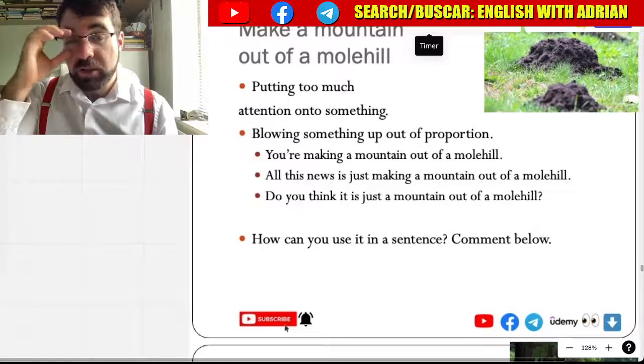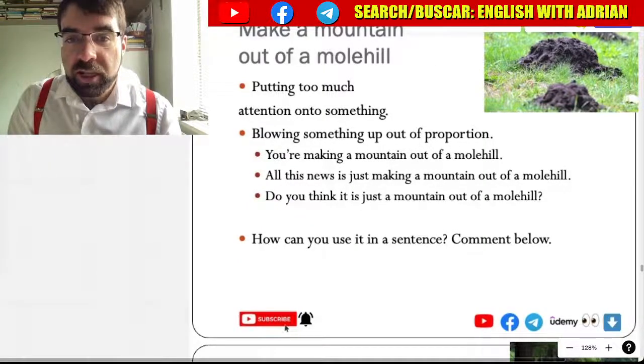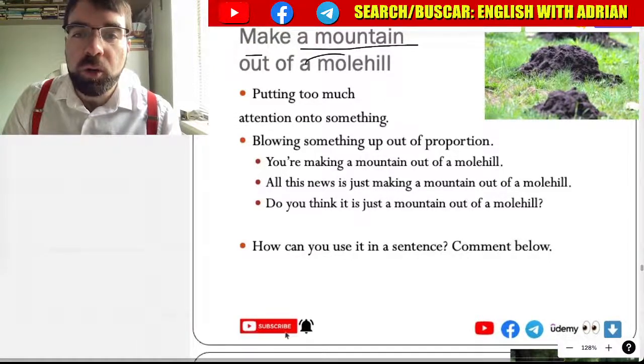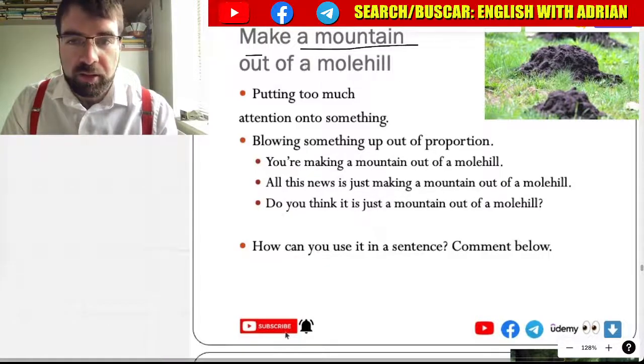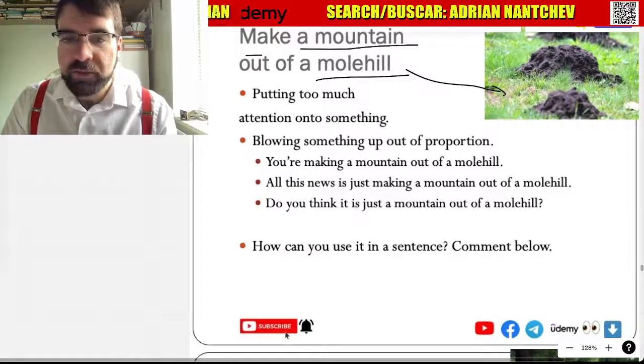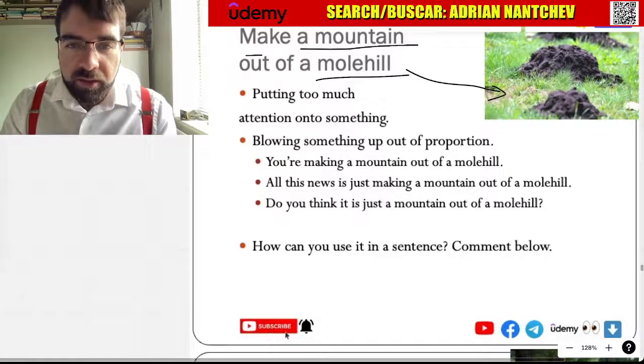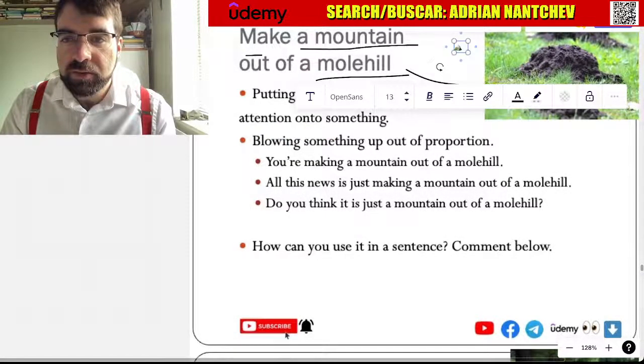Alright, language explorers. Let's have a look at today's Friday idiom: make a mountain out of a molehill. Molehill, yeah. A mountain. Let's get a picture of a mountain. Here we are, mountain.